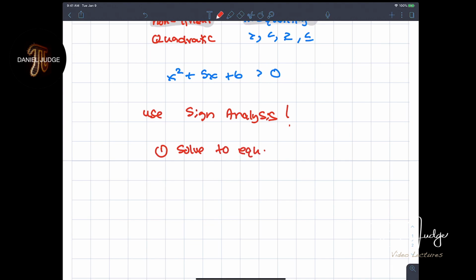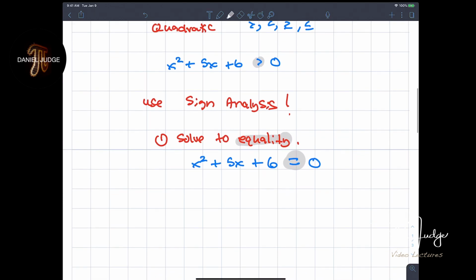You go, equality, yeah, go back over here. You see this greater than? Here's what you do. X squared plus 5x plus 6 equals 0. This is what I call the equality because this is equal. And what you notice here is you're going to have a nice quadratic.